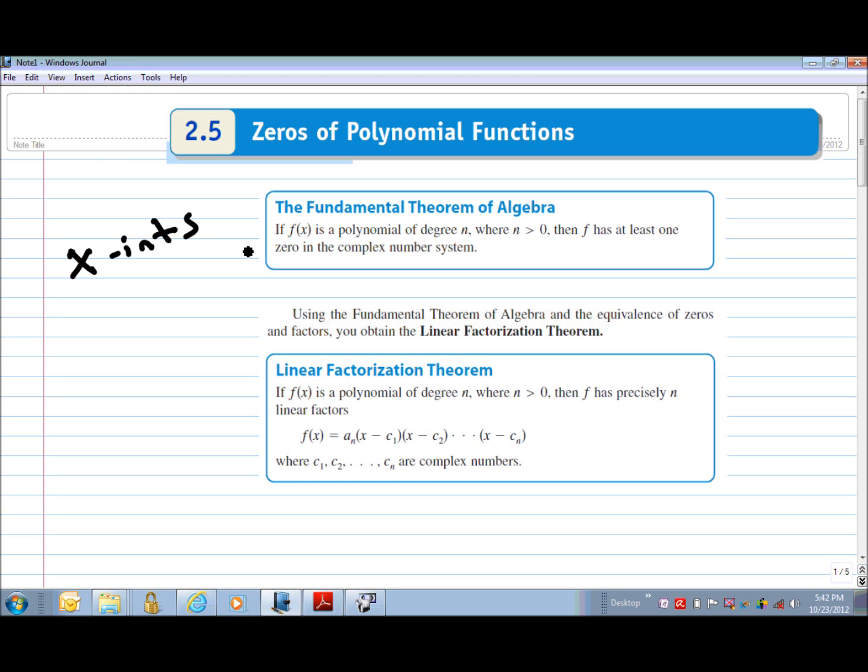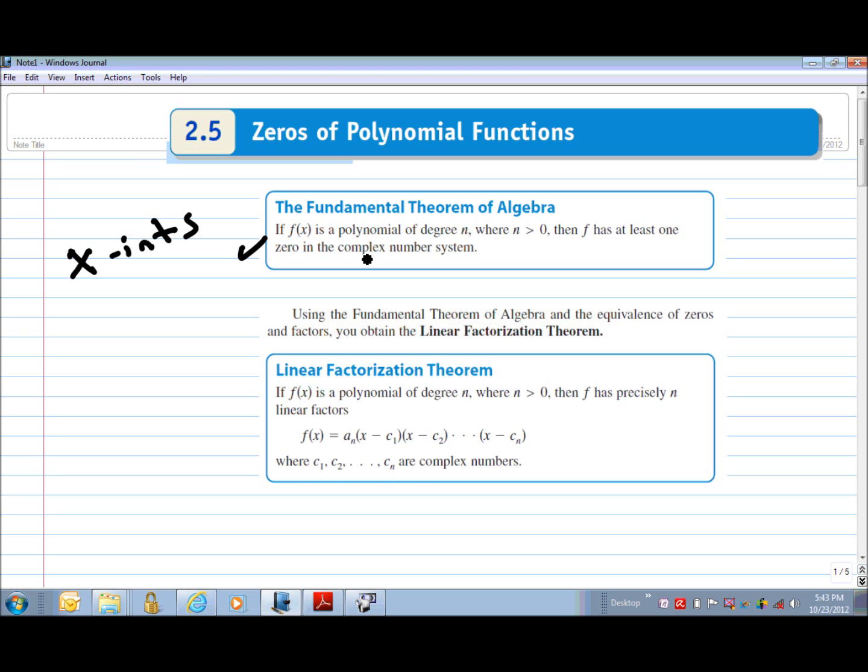First is the fundamental theorem of algebra, and that is when f of x, or y, is a function that is a polynomial of degree n. That means it's like x to the nth degree, and n is greater than 0. So it could be x to the first, technically, or x to the 10th. Then f, the function, has 1 zero in the complex number system. So it has at least 1 zero. So if it's x to the first, it has 1 zero. If it's x to the second, it would have 2 zeros, etc.